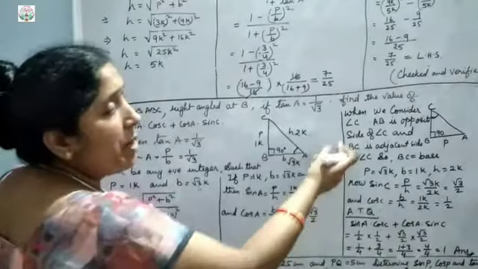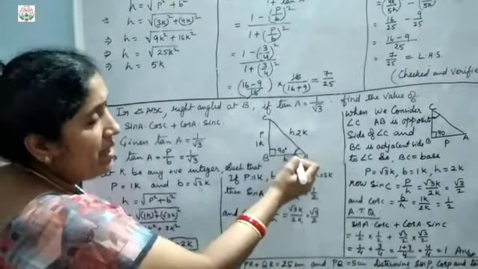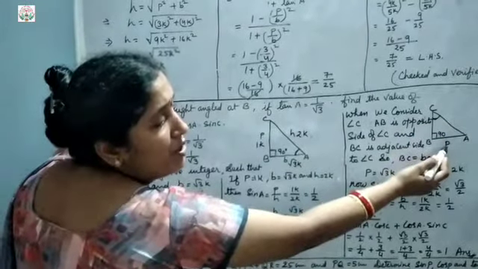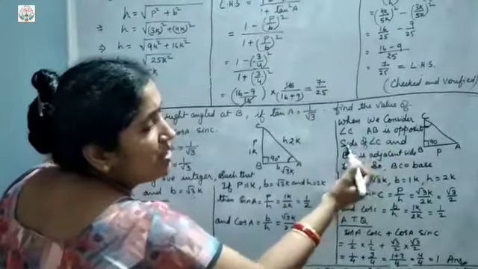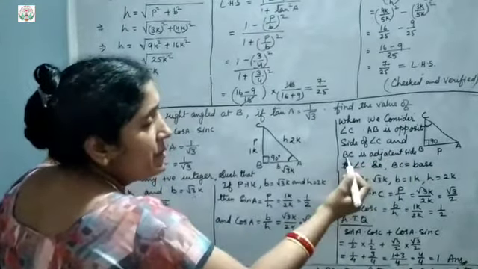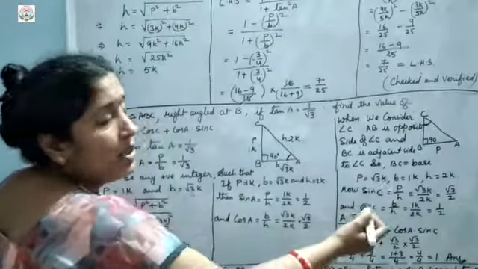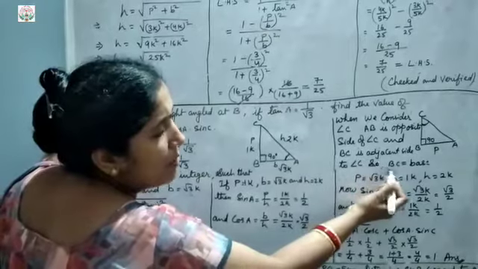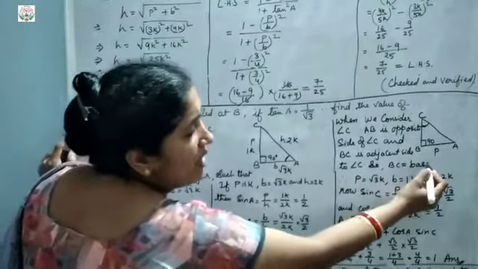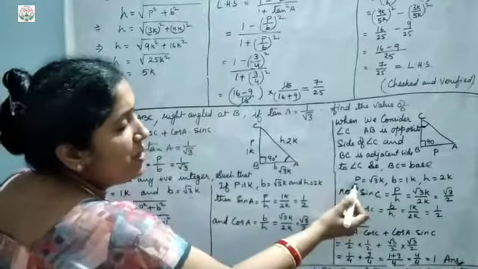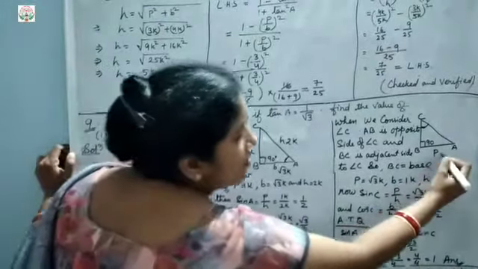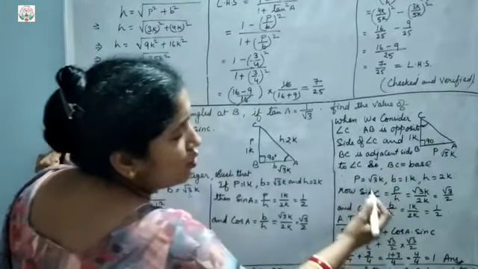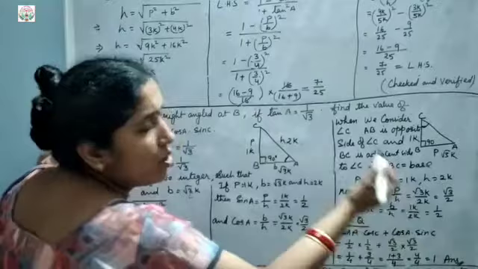After that, now about angle C. This was about angle A. Now if we consider angle C, then P will be what? AB is the opposite side of angle C and BC will be the adjacent side. So AB will be the perpendicular and BC will be the base. Therefore P is how much? We got the values here. P is root 3K and B is 1K.